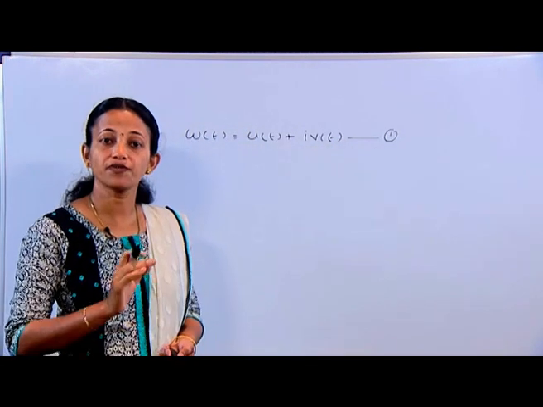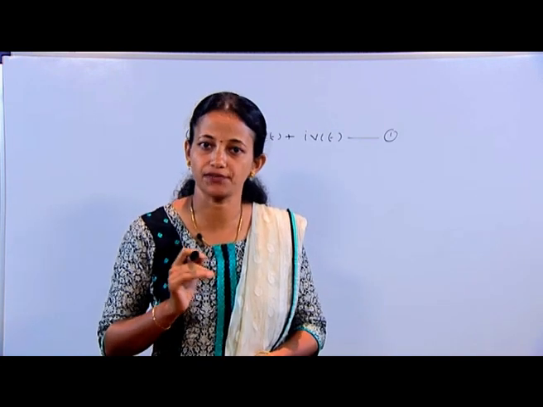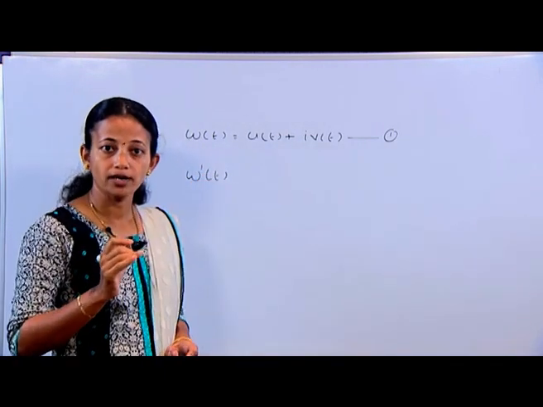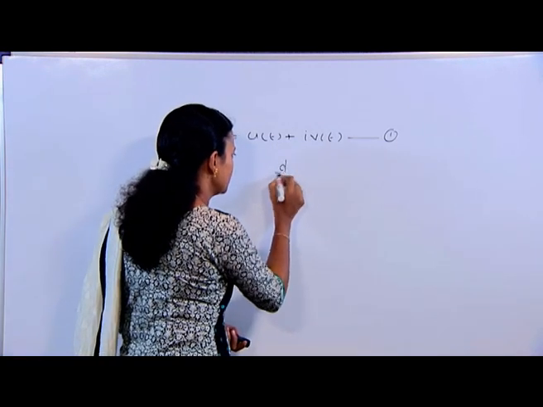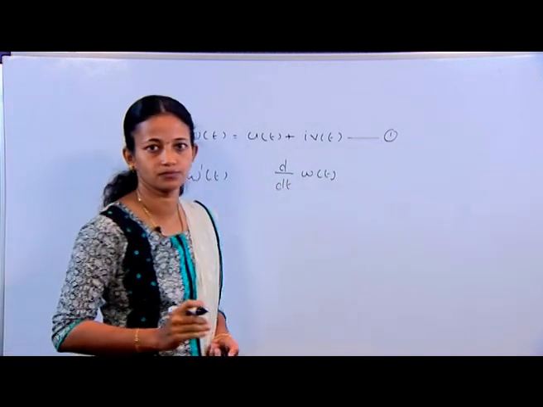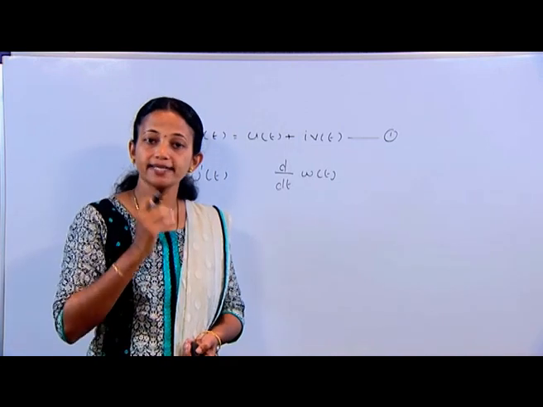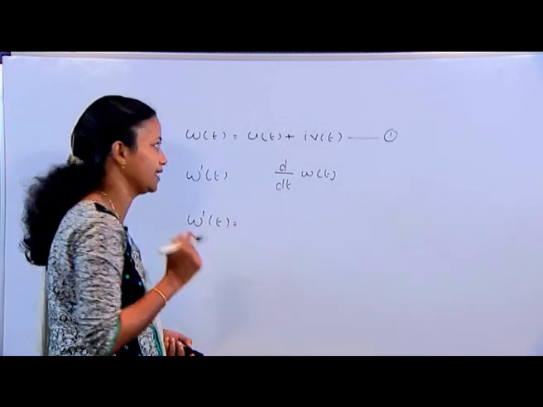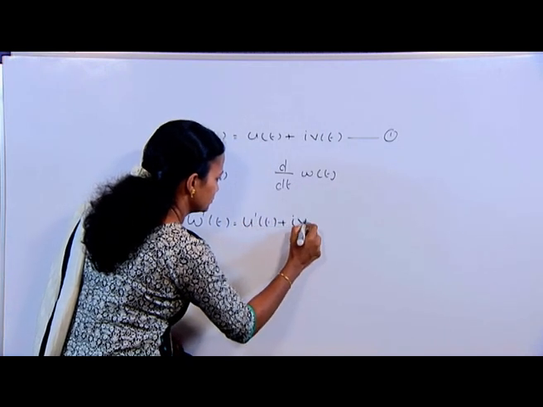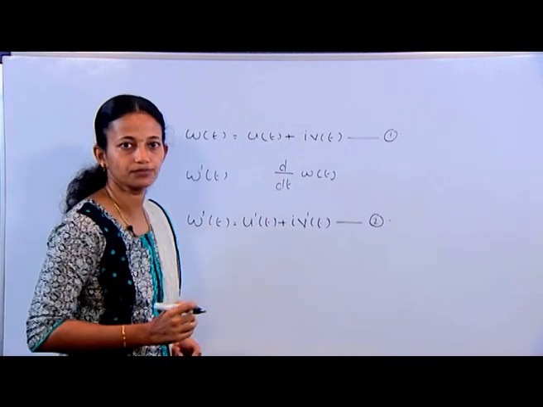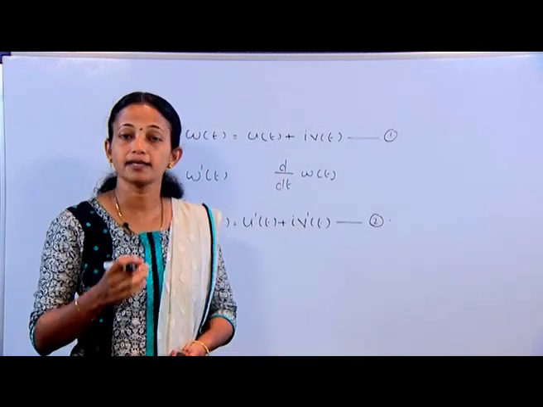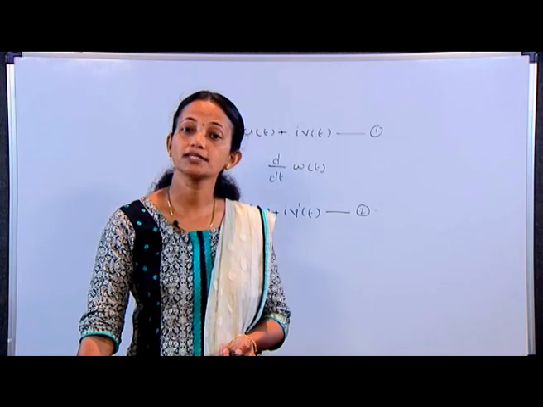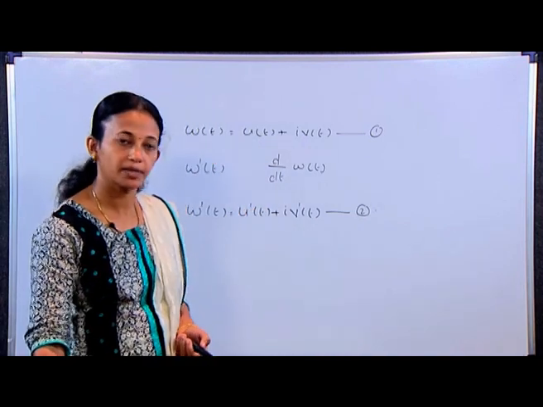equation number 1, where the functions u and v are real valued functions of t, then the derivative w dash of t, or we can say d by dt of w of t, at a point t is defined as w dash of t is equal to u dash of t plus i v dash of t, equation number 2, provided each of u dash and v dash, the derivatives of the real valued functions u and v, exist at t.